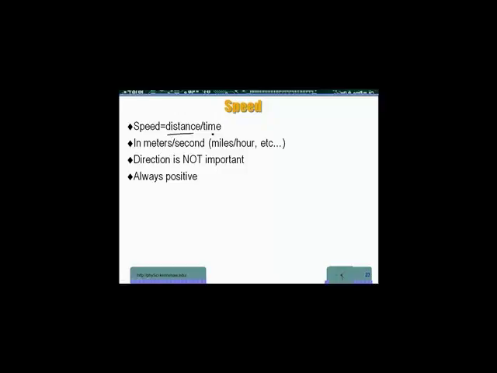Distance over time. Now, the units for speed are meters per second, that's the international system of units, or miles per hour, or kilometers per hour, or whatever. Now, when we discuss speed, direction is not important, like distance. It does not depend on direction. However, speed is always positive. An object is either moving or not moving. There is no negative speed. So that's key. Speed is always positive.